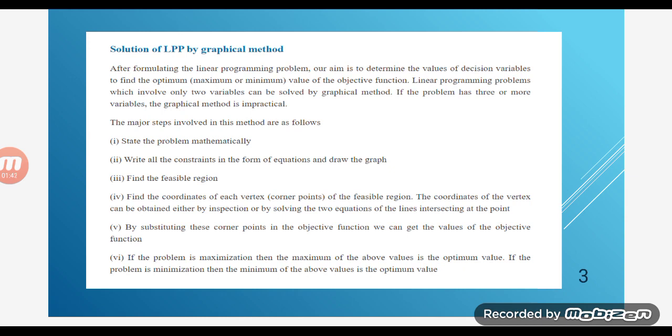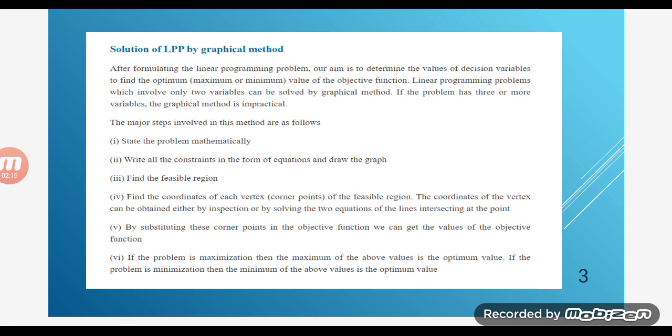Here I am going to solve an LPP by using a graphical method. There are so many methods to solve an LPP. Here I have used a graphical method. For using the graphical method, we have to follow the algorithm which is stated for the graphical method. First, we have to formulate the linear programming problem: first the objective function, next subject to the constraints, and finally the non-negative restriction.